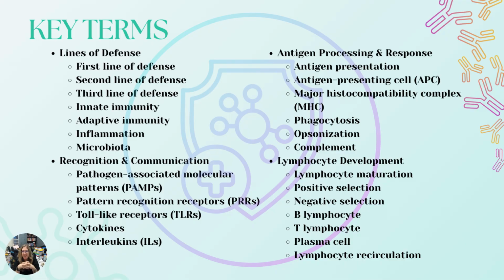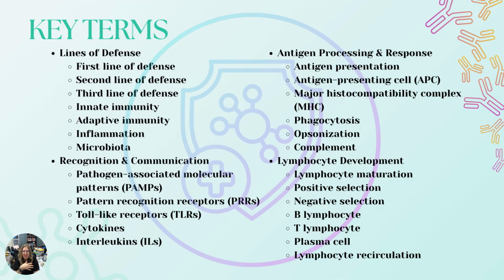Again, this slide groups your vocabulary into lines of defense, recognition and communication, antigen processing and response, and lymphocyte development. So here are our key terms for this section. And yes, there are a lot. But again, notice that I've grouped them instead of just giving you one gigantic vocabulary list. That first group is about defense. First, second, and third lines of defense, and innate versus adaptive immunity.